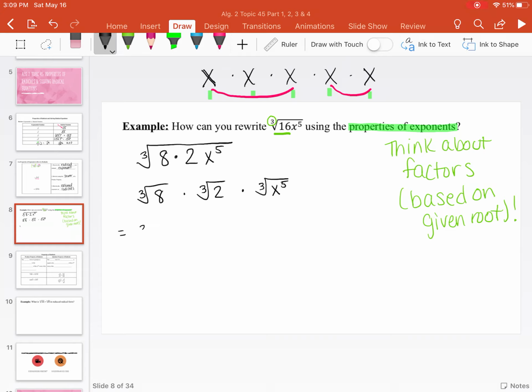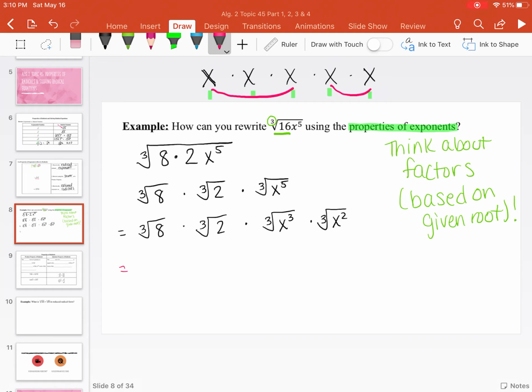So this becomes the cube root of 8 times the cube root of 2 times the cube root of x cubed times the cube root of x squared. Now I'm still multiplying these variables together, so the overall value of the expression has not changed. Now we can go through and simplify.